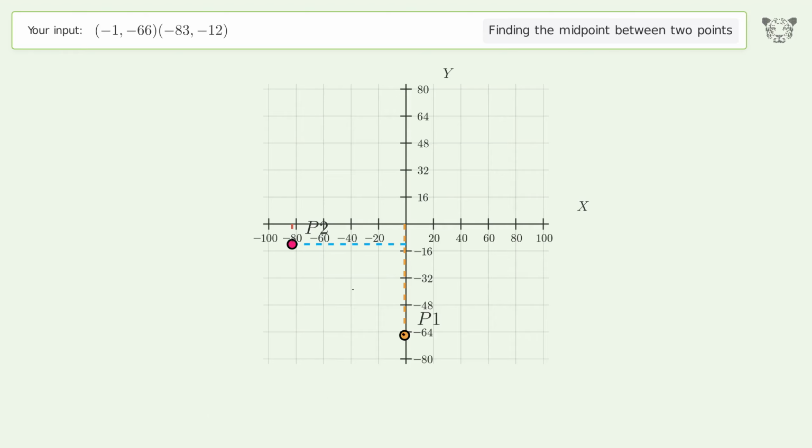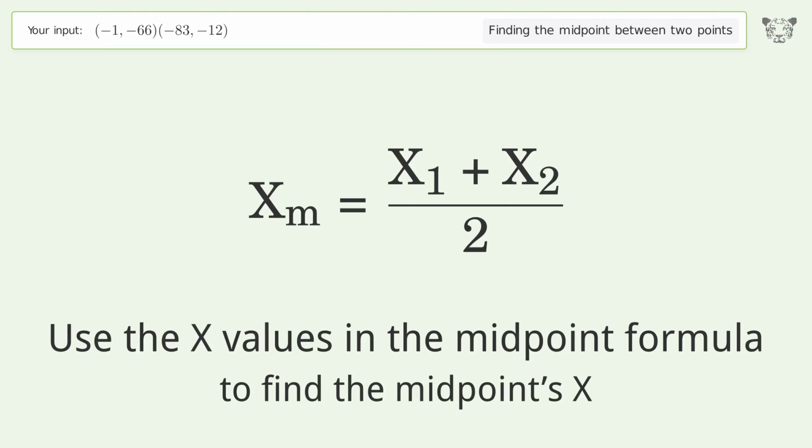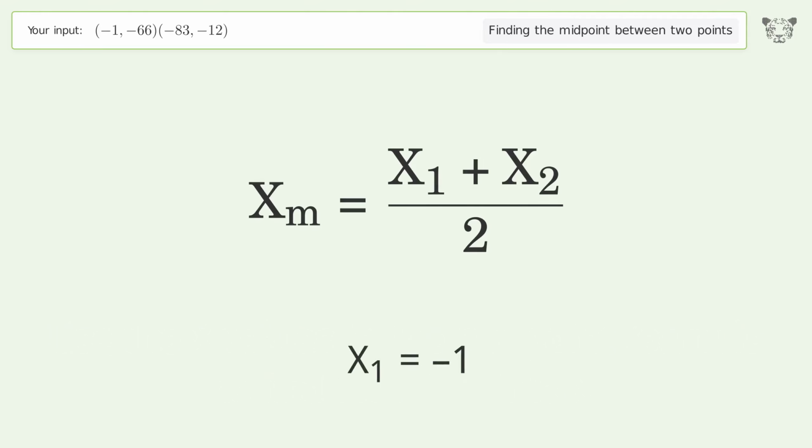Use the x values in the midpoint formula to find the midpoint's x. x1 equals -1. x2 equals -83. Simplify the arithmetic.